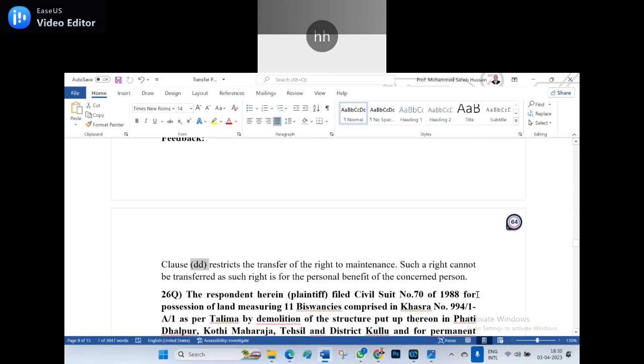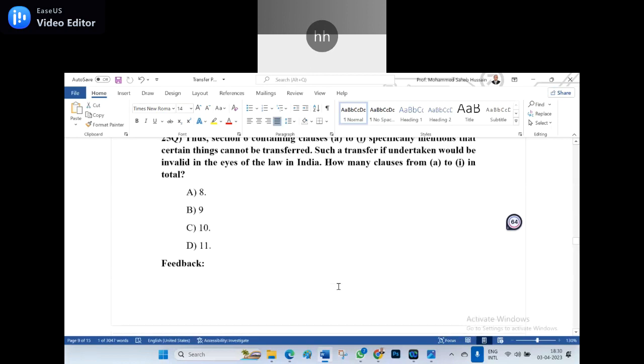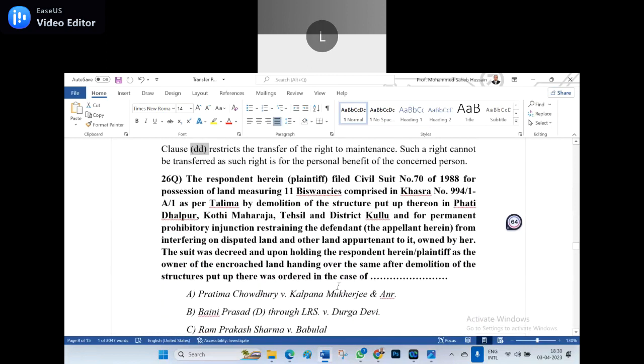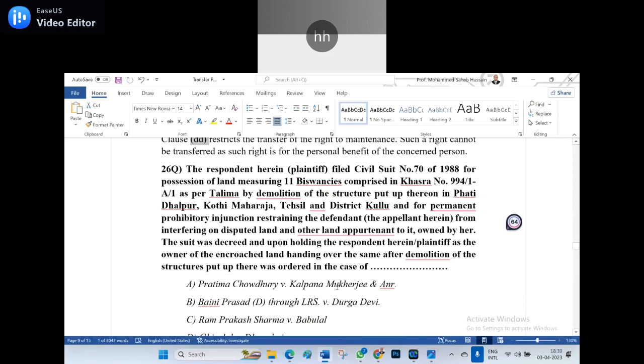I want to keep 100 rupees as a reward, but I know sometimes you can make it out DD. So, DD is there, hence which is the right answer? C, 10. C, 10 is the right answer. But I can keep the reward for another thing because that is the toughest one.